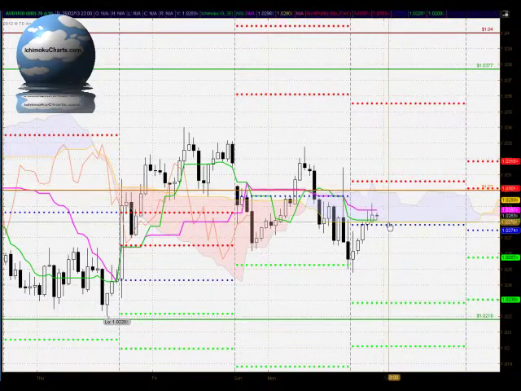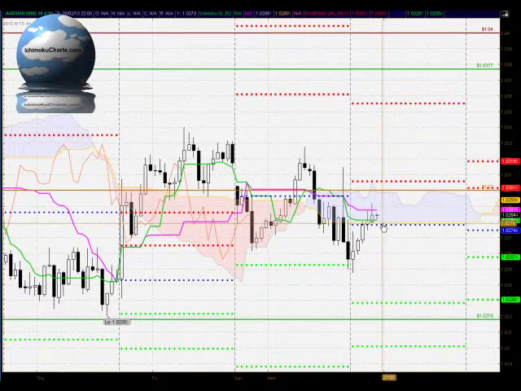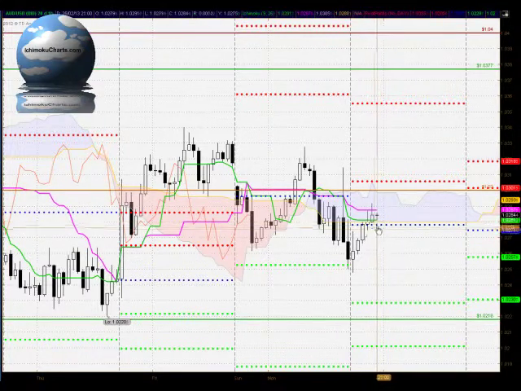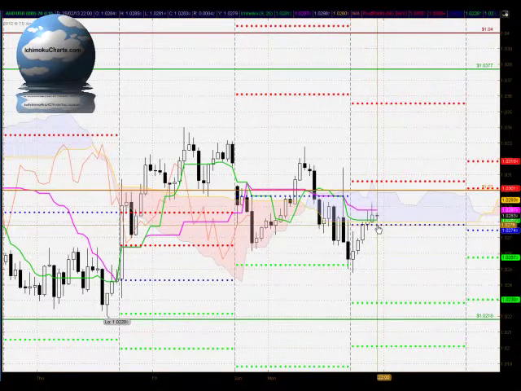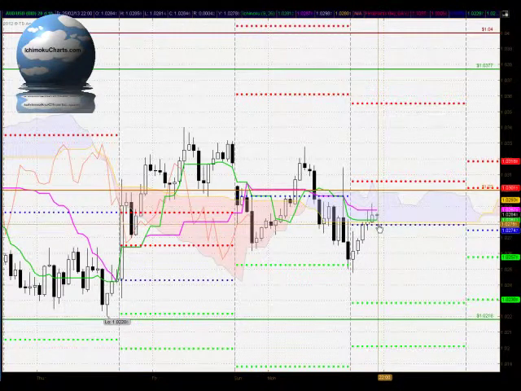In terms of support to the downside, we have very solid support at the bottom of the cloud, and that coincides with the area that the Kijun-sen, the Tenkan-sen, the green line here, is trading, and also the area where the middle pivot point is at. So very solid support down below.